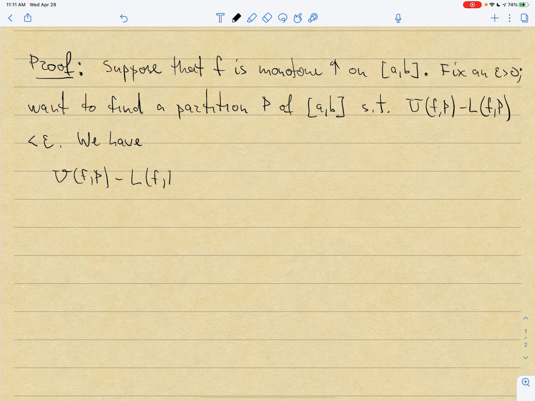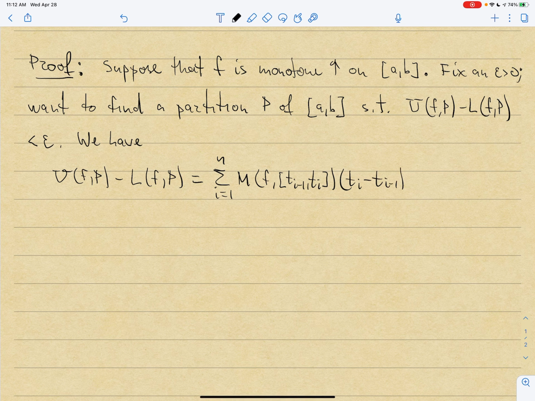We already encountered this object in the previous lecture. So U(f, P) is a sum i from 1 to n of suprema M_i of f on [t_{i-1}, t_i] times t_i minus t_{i-1}. That's U(f, P), and L(f, P) is essentially the same, except for the fact that you're using lowercase m's instead of capital M. Right, so infima instead of suprema.